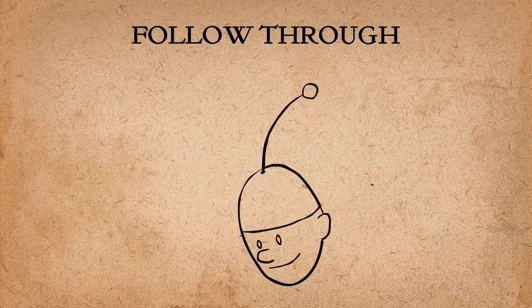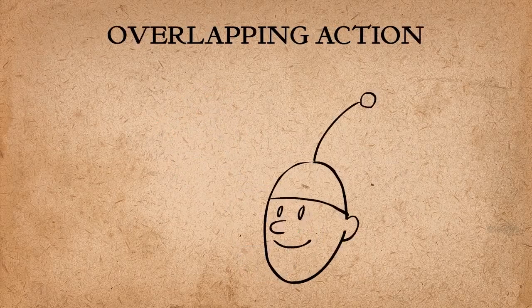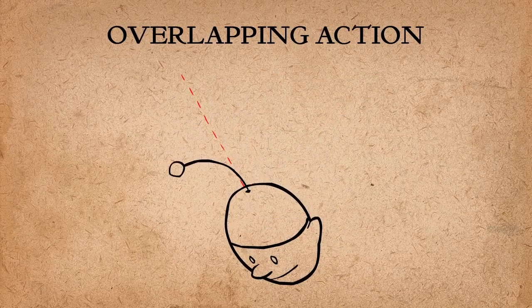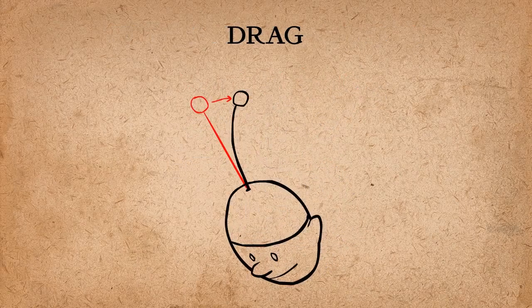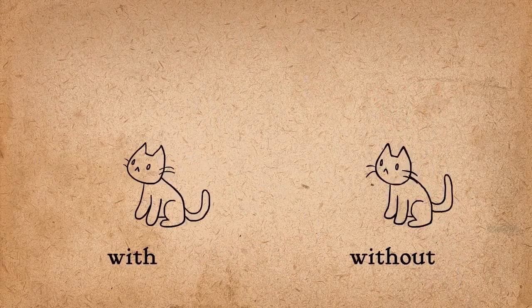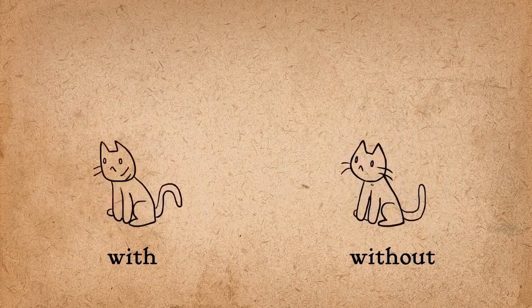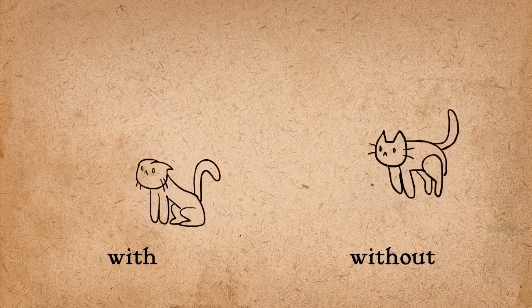For example, follow-through refers to the way parts of the body continue to move after the body has stopped. Overlapping action describes the offset between the timing of the main body and its other parts. Drag describes the technique of delaying the movement of body parts in relation to the main body. All three of these are basically describing different aspects of the same thing. Follow-through and overlapping action add a great deal of realism to a character. Here's a character with and without follow-through and overlapping action.